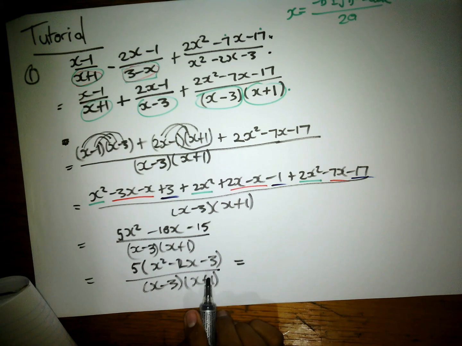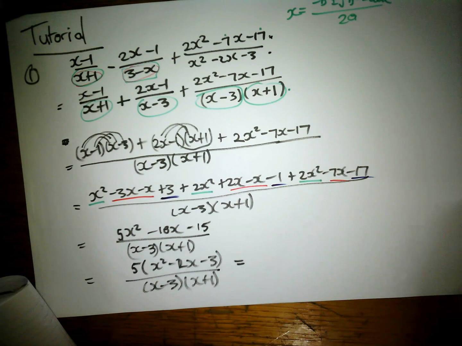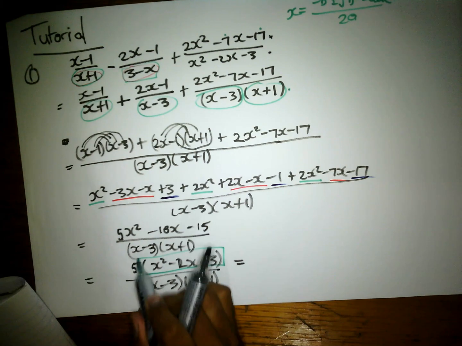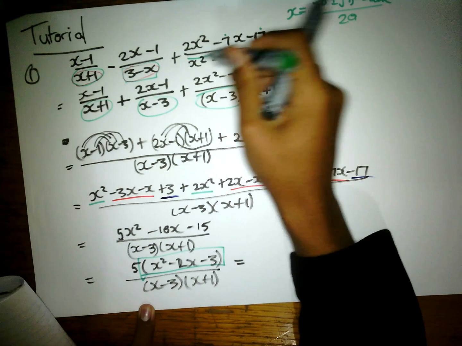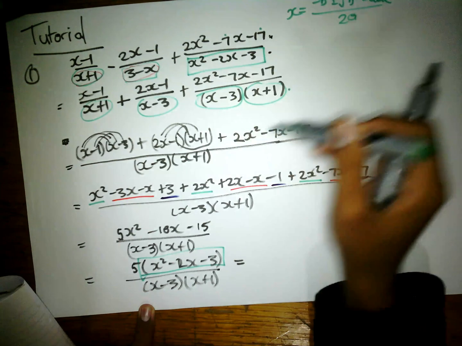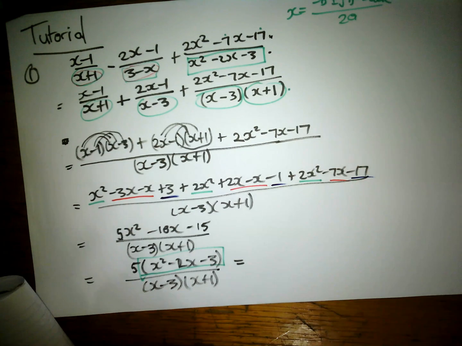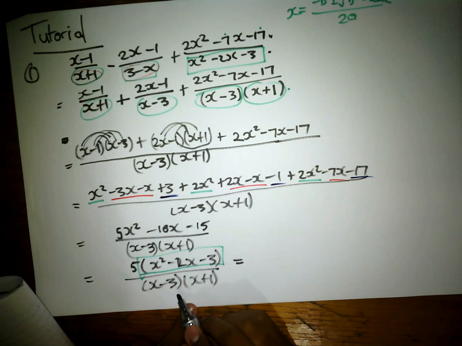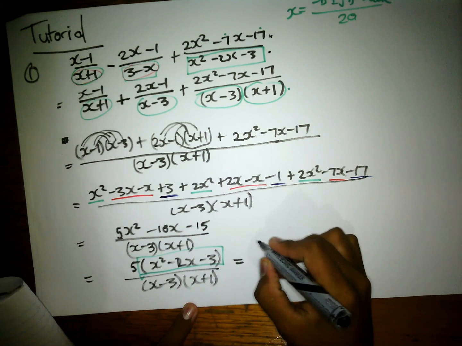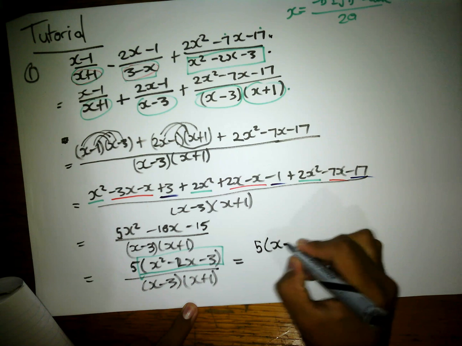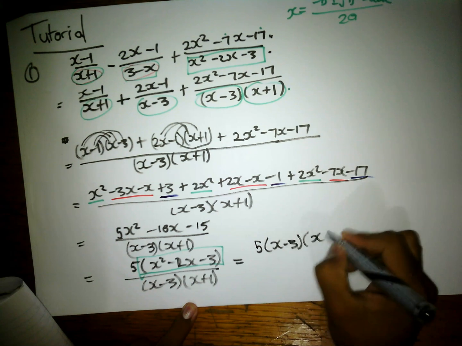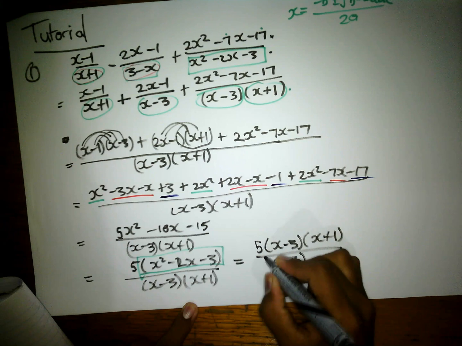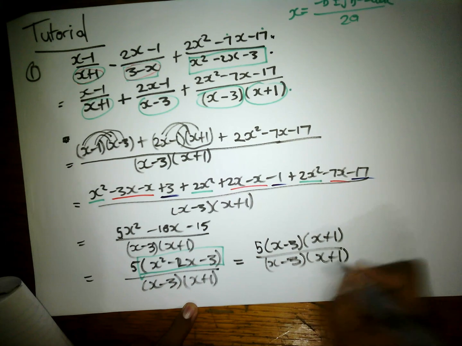So if you look at this one here, this is this one over here. If you can see that, it's going to factorize the same as our denominator. So we're going to have x minus 3, x plus 1, x minus 3, x plus 1.